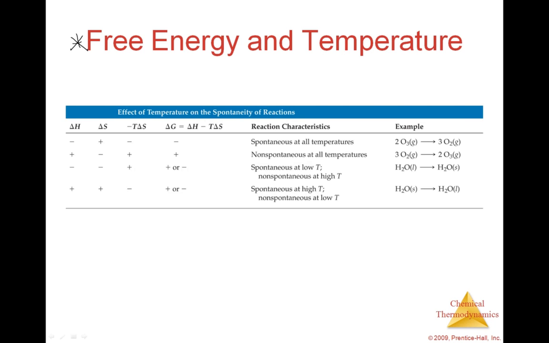So for example, if a reaction has a negative enthalpy and a positive entropy, the reaction will be spontaneous at all temperatures. If a reaction is positive enthalpy or endothermic and a negative entropy, then the reaction is non-spontaneous at all temperatures. It will not work. If both enthalpy and entropy terms are negative, it is spontaneous at low temperature, non-spontaneous at high. And if both terms are positive, it's spontaneous at high temperature and not at low.